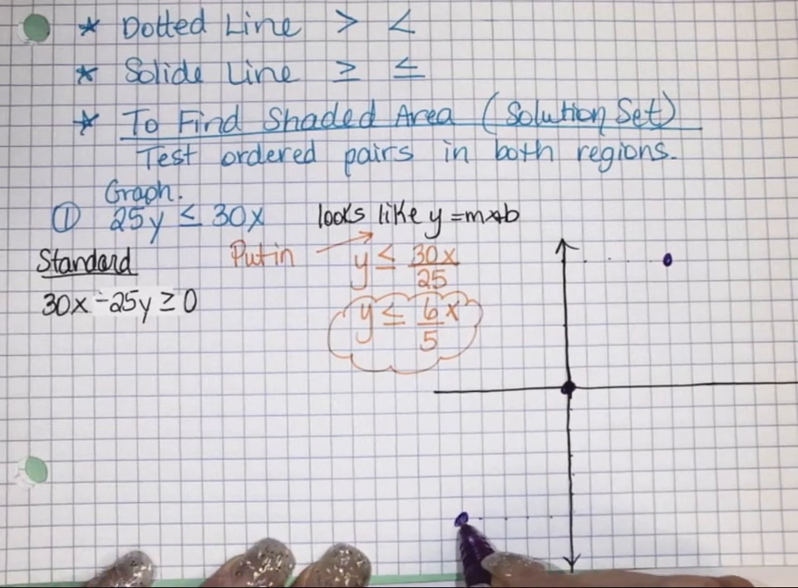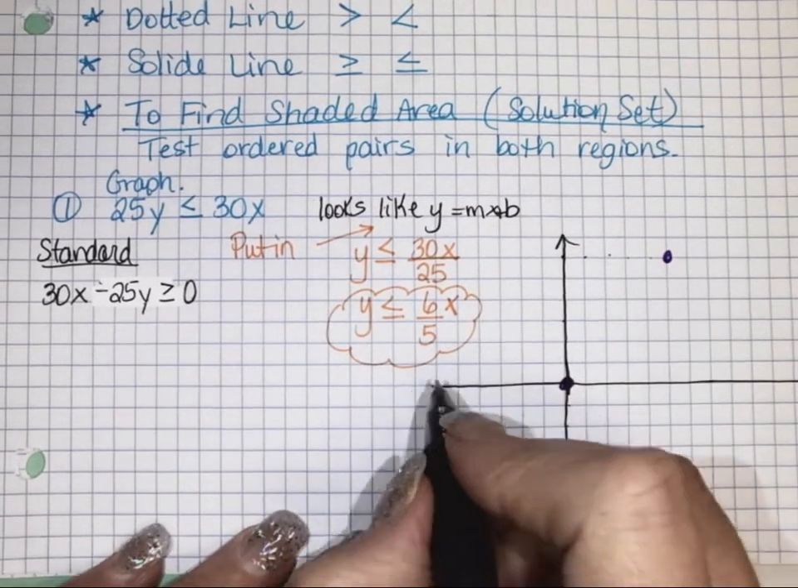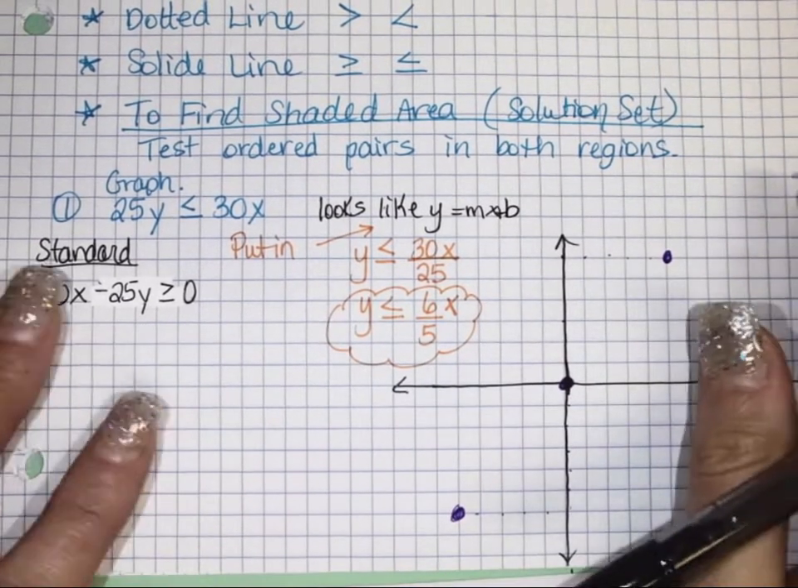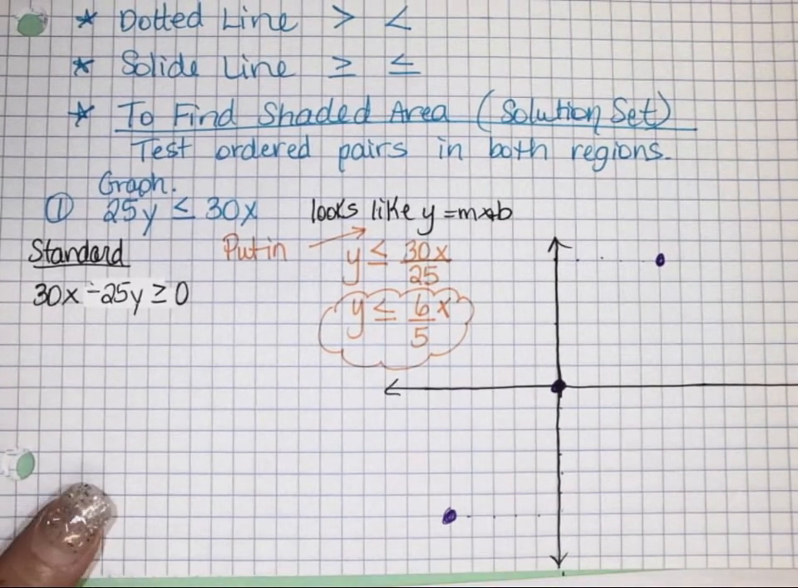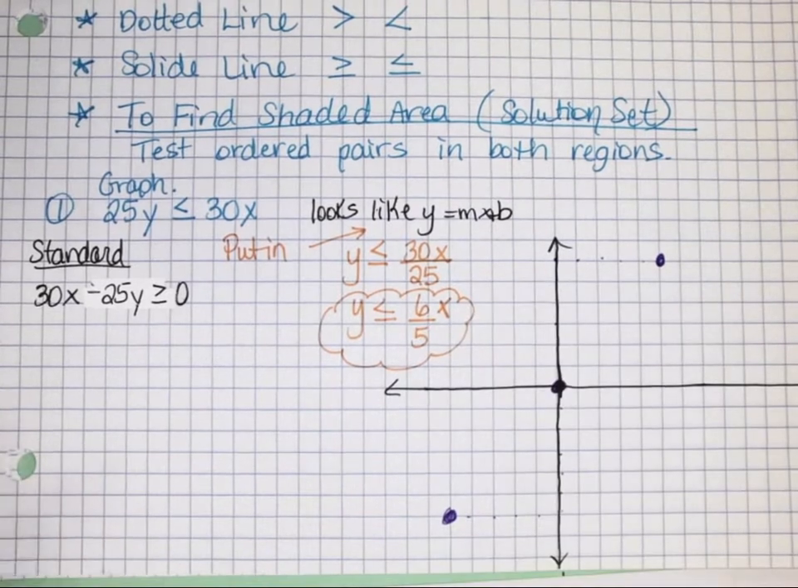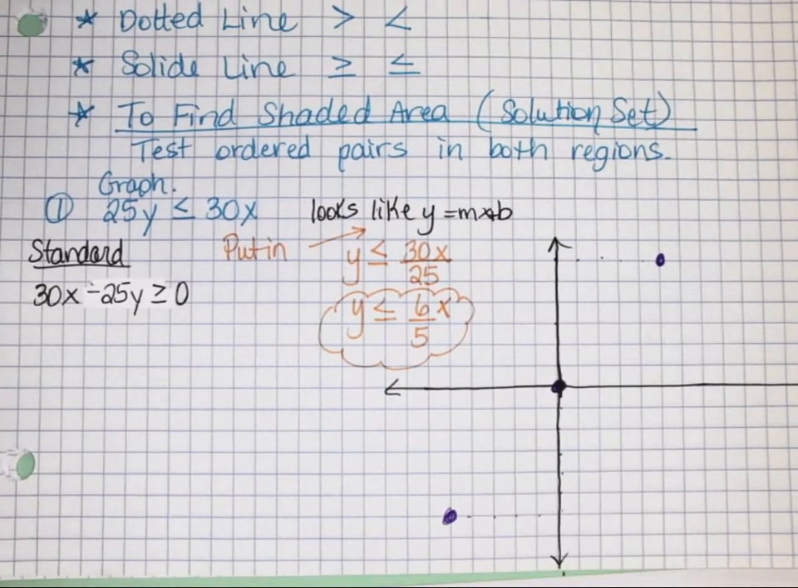Put a point. Now, before you draw your line, don't get too hasty because I make this mistake a lot. Look at your symbol. And notice that you would get a solid line because it contains the equality part.